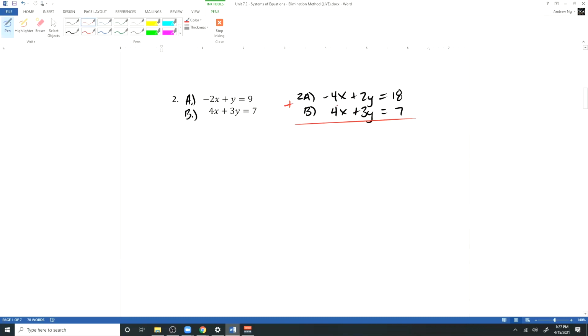Okay, when I add these together, the x's will cancel. This will give me 5y equal to, and 18 plus 7, that is going to make 25. Divide both sides by 5. y equals 25 divided by 5 is 5.